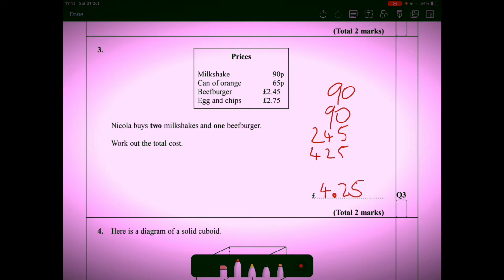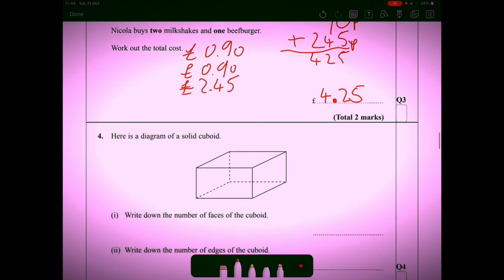Ensure that when you do the addition on your calculator, you either do it all in pence, like I've done here, or all in pounds, in which case it would be 0.9, 0.9, add 2.45. That would then be in pounds. So either one, you've got to stick to pounds or pence with your calculator.